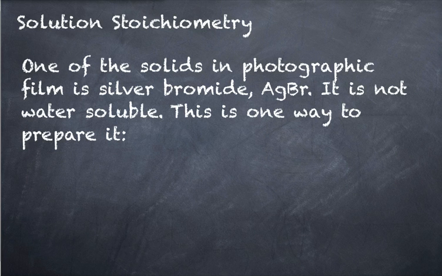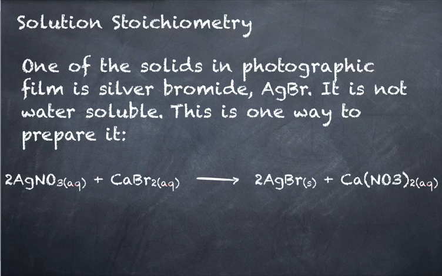One of the solids in a photographic film is silver bromide. It's not water soluble, so we can prepare it this way. We've got silver nitrate, which is aqueous. We've got calcium bromide, which is aqueous. But when you put it together, silver bromide is insoluble, and so it falls out. This is one of our precipitate reactions that we looked at before.